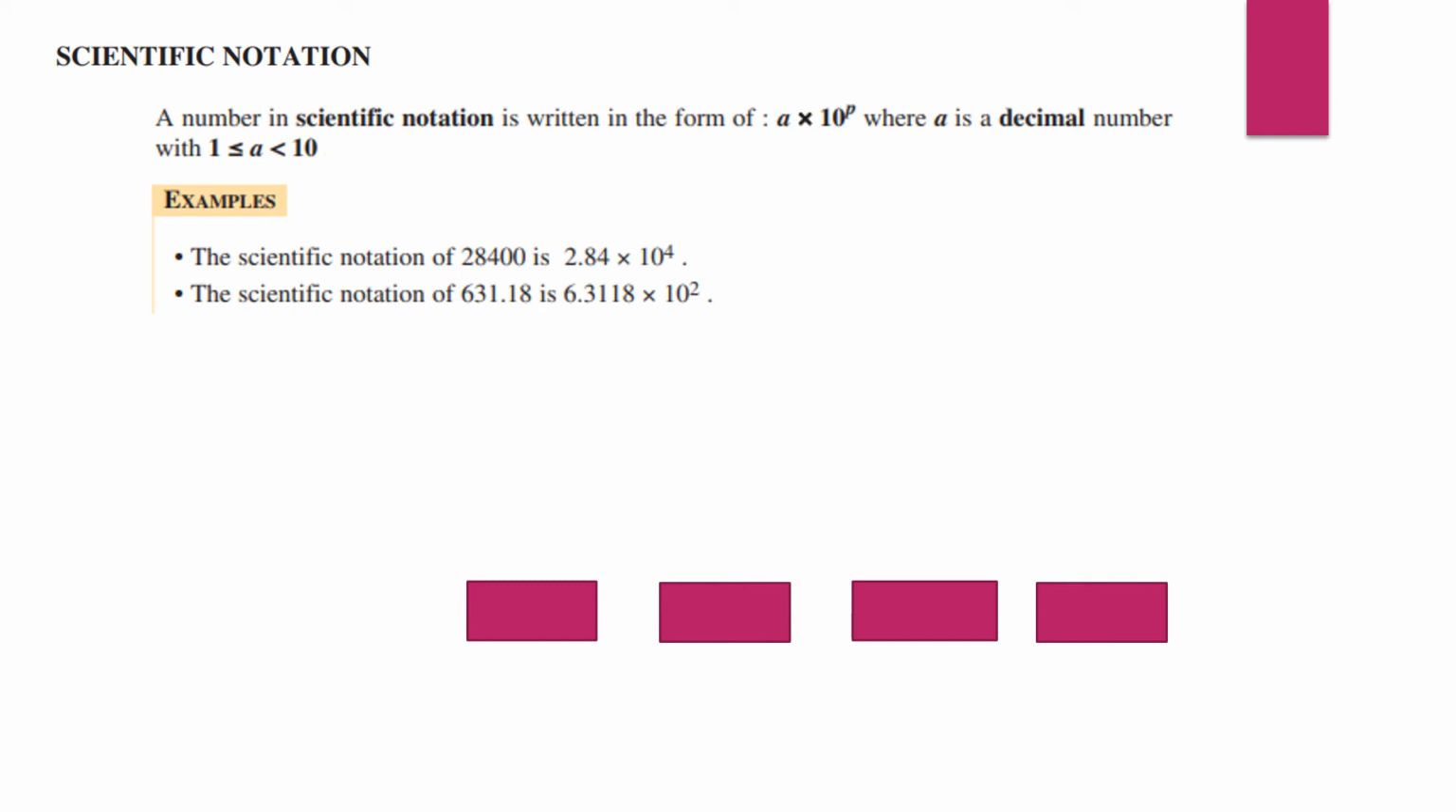From here to write it between 6 and 3. So it becomes 6.3118. I move the point from right to left 2 steps. So we wrote times 10 squared.